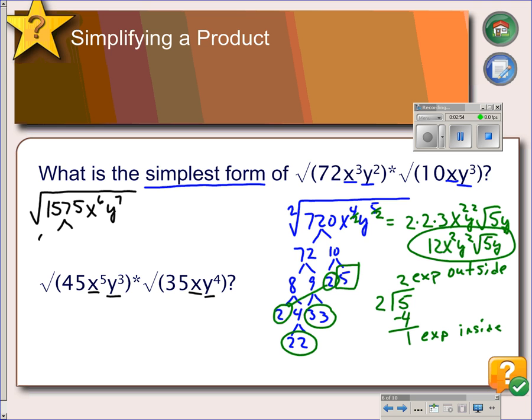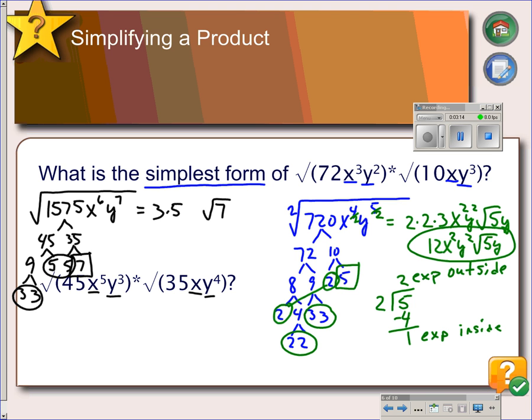1575 we know is 45 times 35. 45 is 9 times 5. 35 is 5 times 7. And 9 is 3 times 3. So we have a group of 3's, a group of 5's, and a 7 left over.